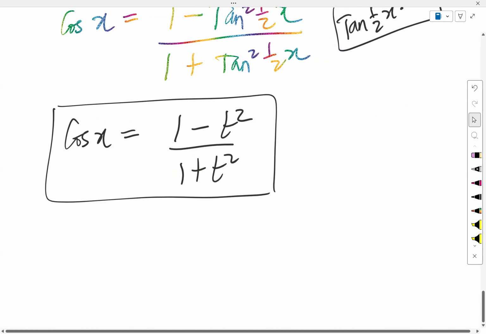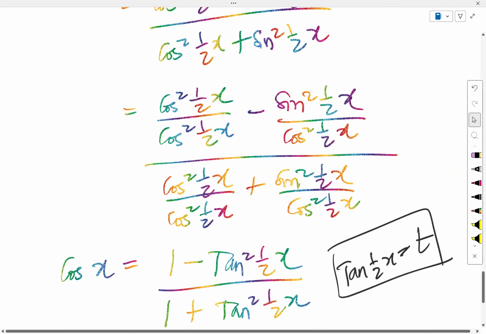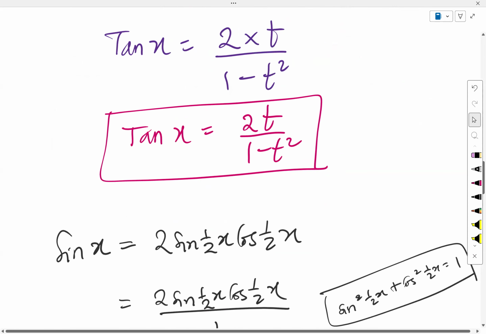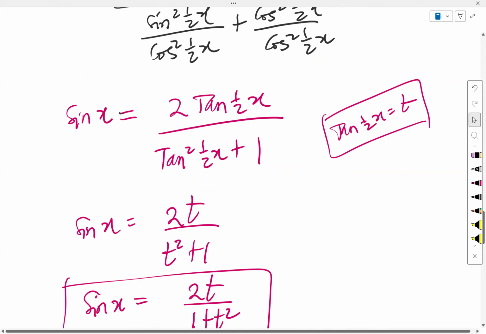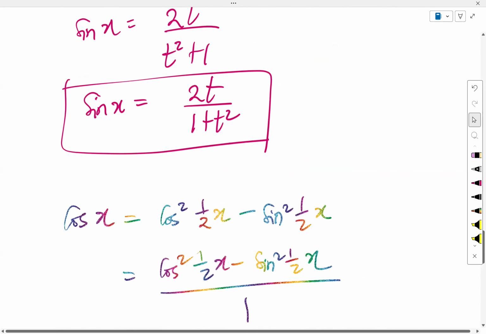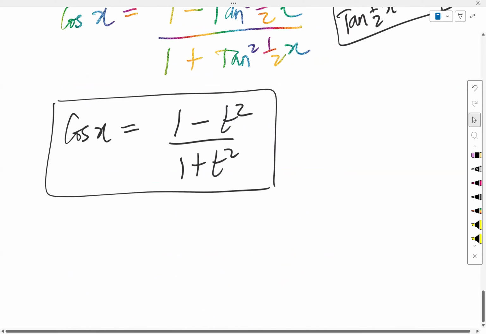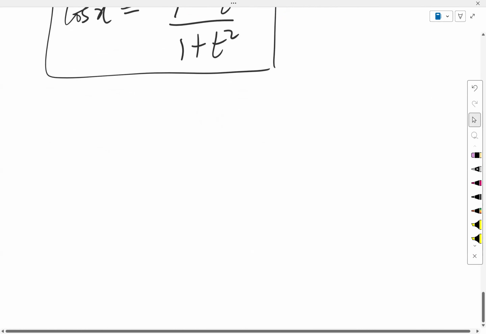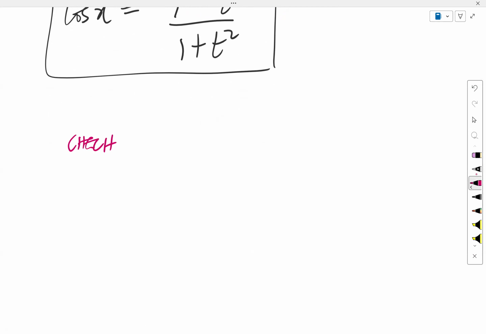Now, of course, we can revisit everything we have seen. So remember that tan x is 2t over 1 minus t squared. Sine x is 2t over t squared plus 1. And cos x is 1 minus t squared all over 1 plus t squared. So you can do a quick check to see if everything is in order, right? Remember that check.